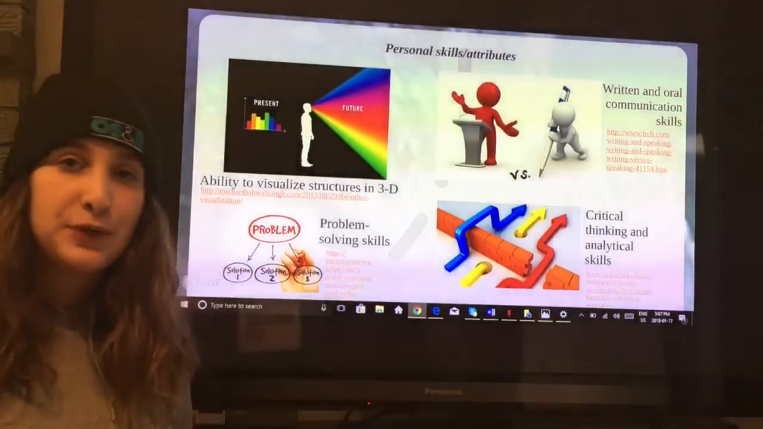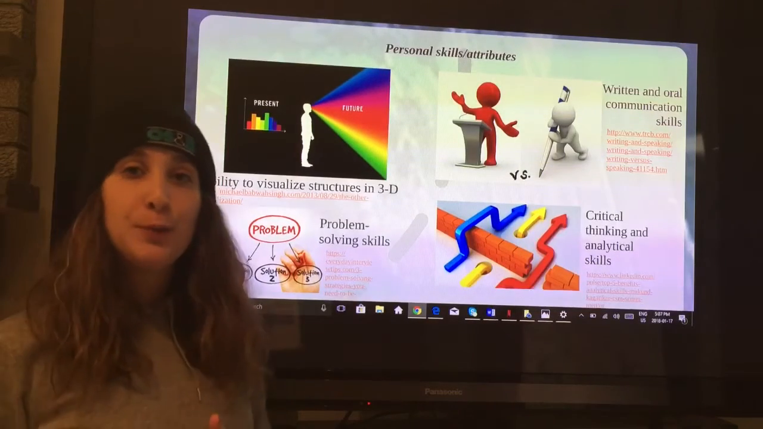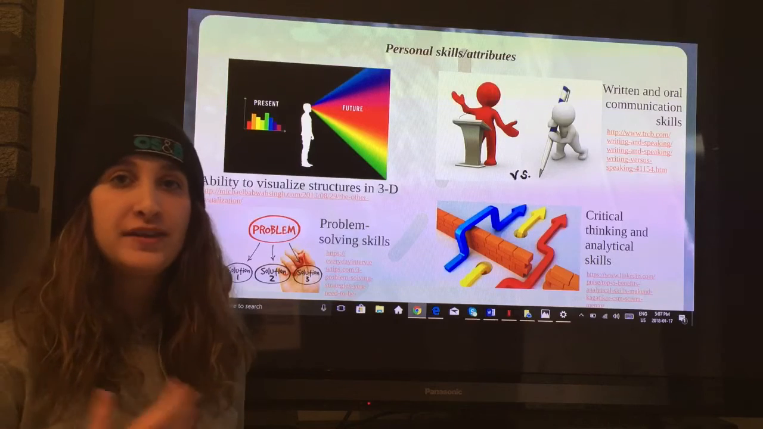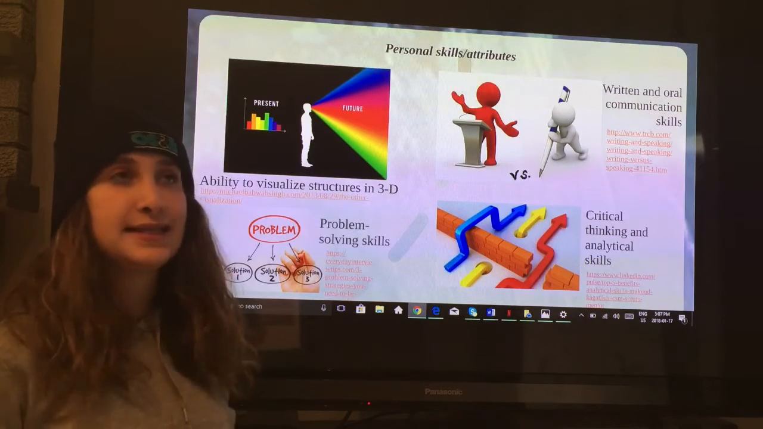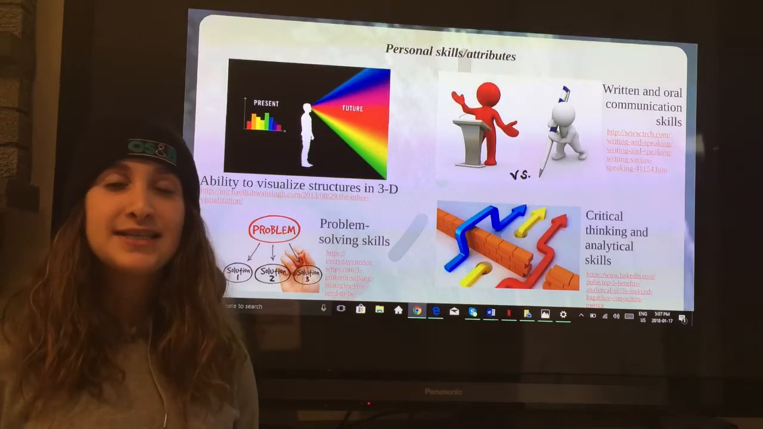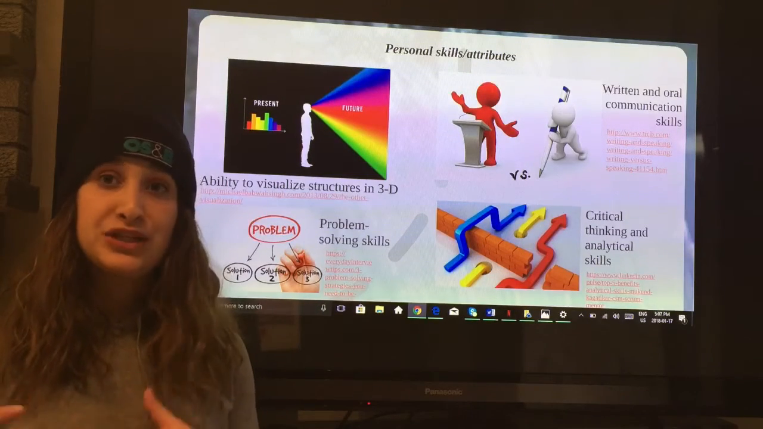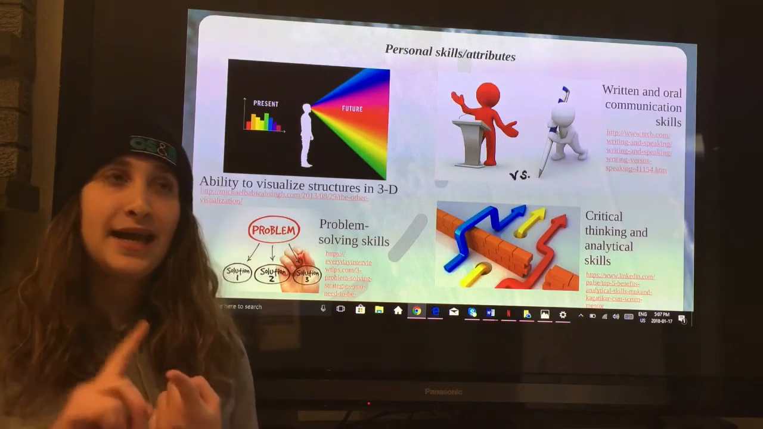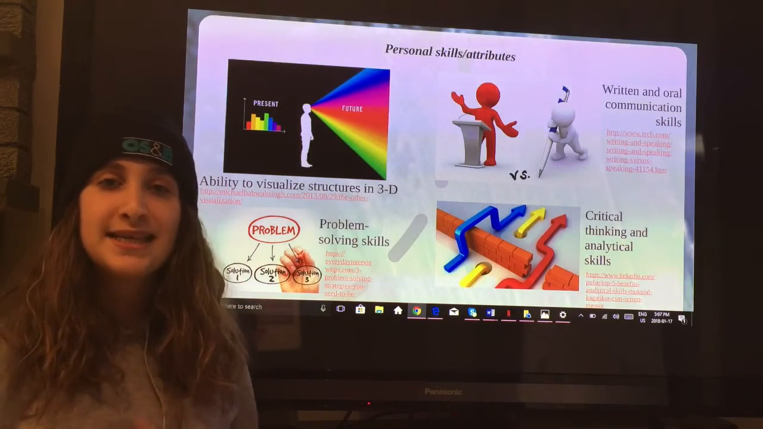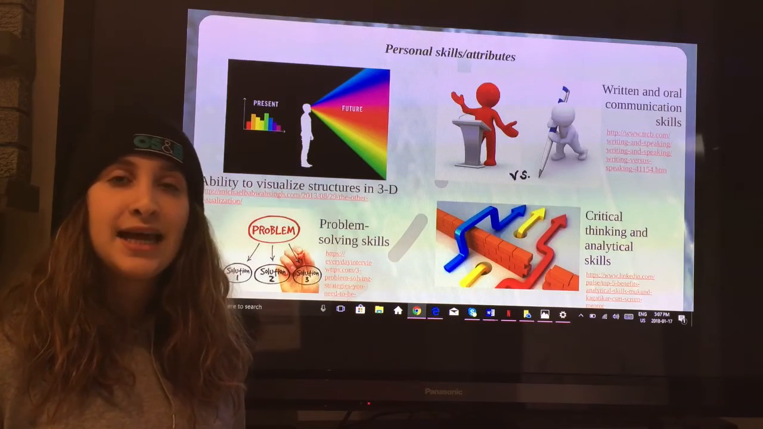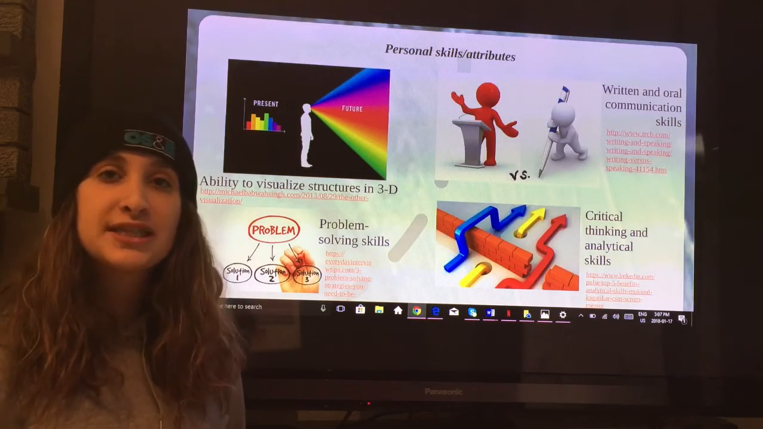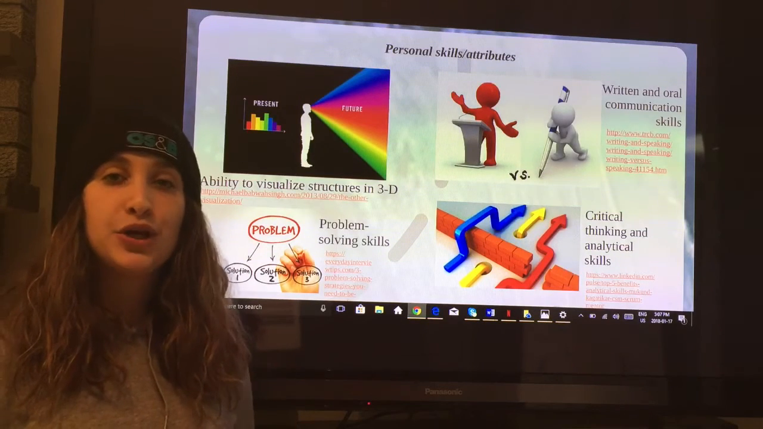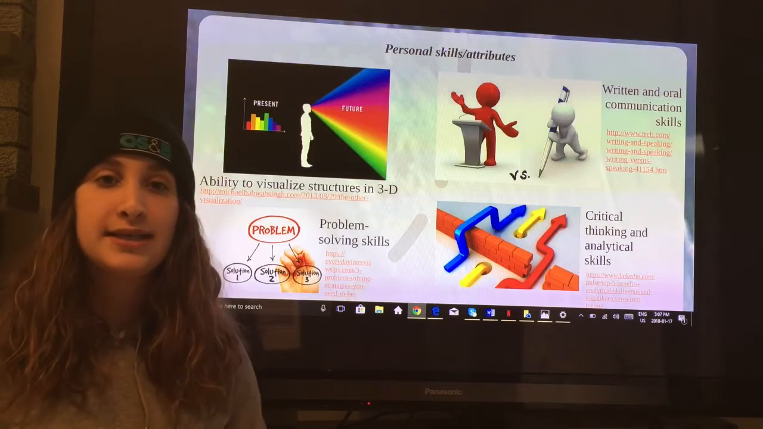Next, I'm going to be talking about the personal skills and attributes that you may need in crystallography. Again, these skills and attributes vary on the field that you are in, but they may include problem-solving skills and an interest in solving basic and applied research problems. Then there is critical thinking and analytical skills to help design experiments, troubleshoot processes, and analyze data that's collected. Then there's written and oral communication skills that you need to explain your research findings and results to scientists and even non-scientists.